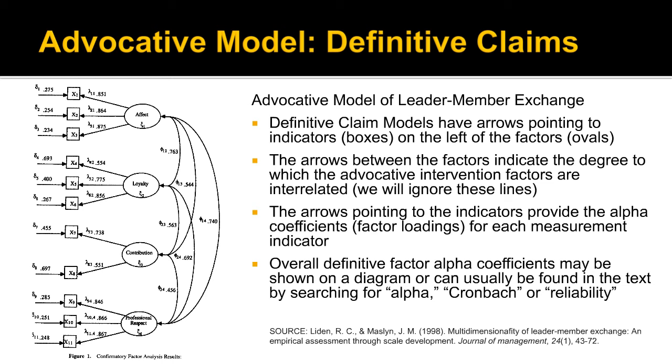Finally, each of the subscales represented by the 4 factors will have a reliability estimate, or Cronbach alpha coefficient. We can find these reliability estimates by searching the paper for the words alpha, Cronbach, or reliability. Sometimes they are shown with the Greek letter alpha, but most often in a sentence that describes the measurement items.